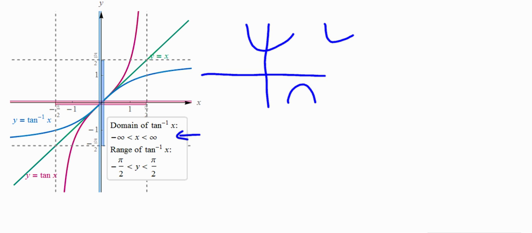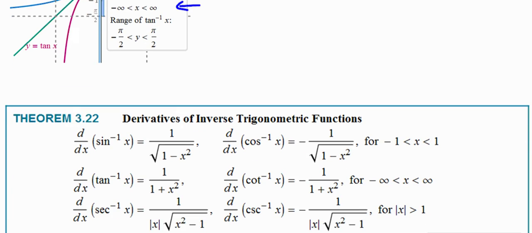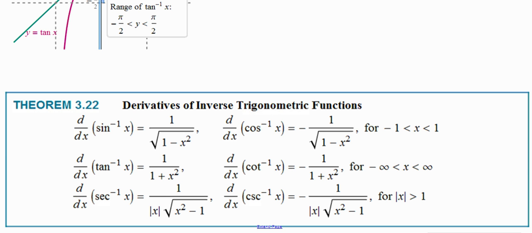But long story short, our 6 inverse trig functions have these derivatives. Remember, our shortcut: if it's a trig inverse that begins with a c, we have a negative version of our derivative. Then let's go on to some examples.